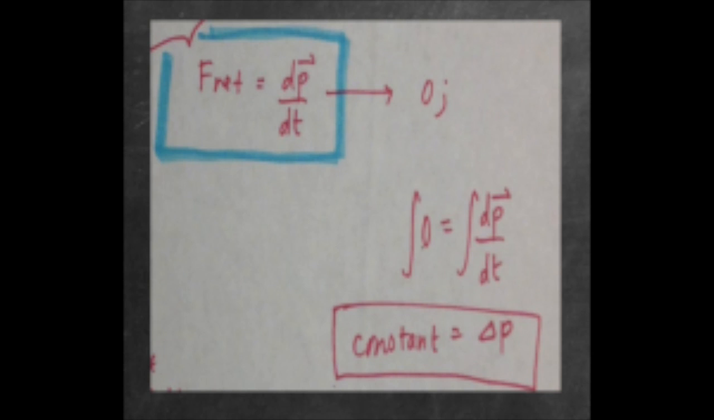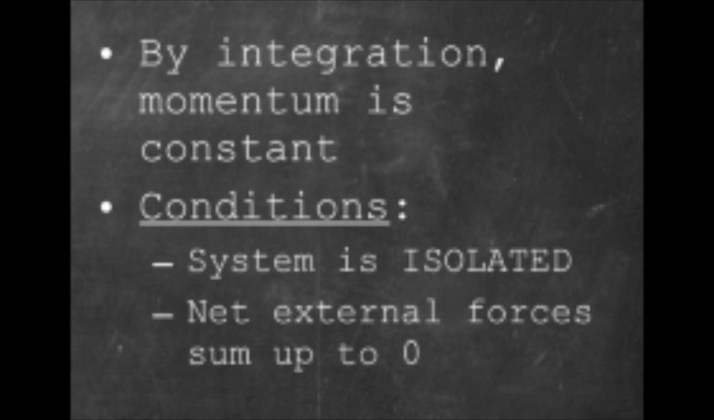So remember our big idea that F net is equal to dp dt, and so let's set our F net to 0, which means that the net external forces acting on the object are 0. And so if we integrate, we basically get that the change in momentum is 0, so momentum is constant. And so does that sound familiar? Yes, it does. It means conservation. And so this only happens under certain conditions.